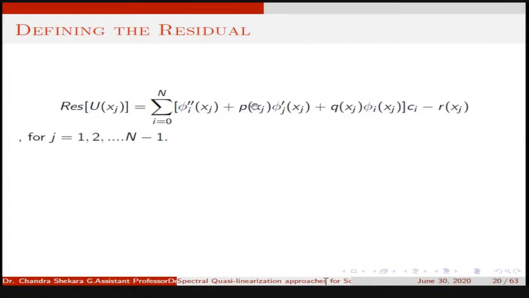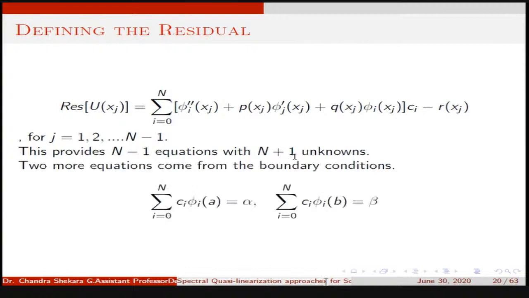Then if I expand this equation at each collocation point and expand this summation, we'll get n minus 1 equations, but the Ci are n plus 1. So there are n plus 1 unknowns, and we have two boundary conditions. From the two boundary conditions, we'll get two more equations like this. This is the left boundary condition, and this is the right boundary condition.